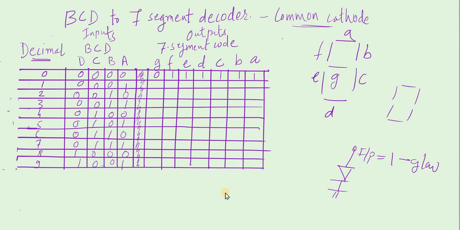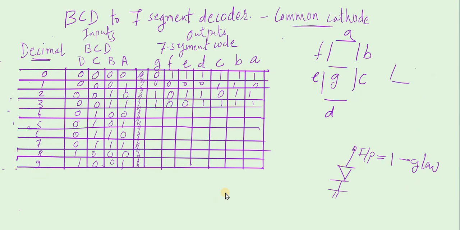To display 1, you can see that only B and C are on. So out of this display, only B and C are on, all others are off. So B and C will be 1, all others 0. To display 2, it will be displayed like this. You can see that F and C are off, all others are on. To display 3, it is displayed like this. So F and E will be off, all others are on. In this way we'll continue for the other numbers also.